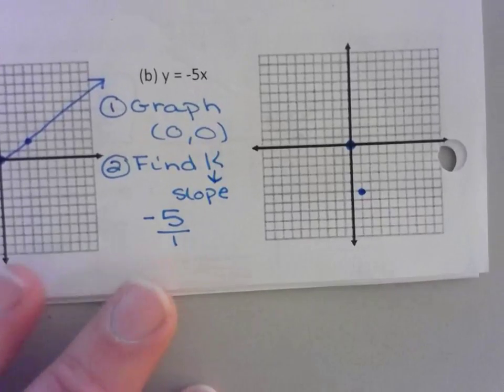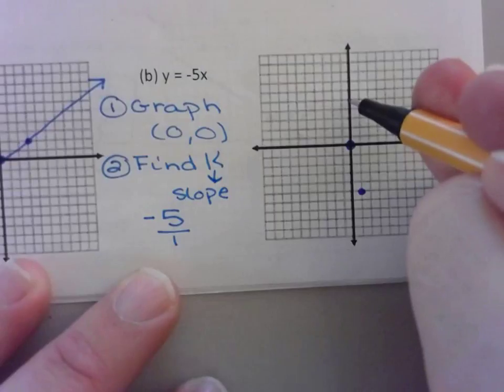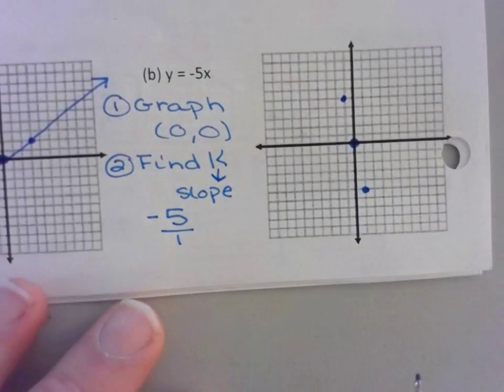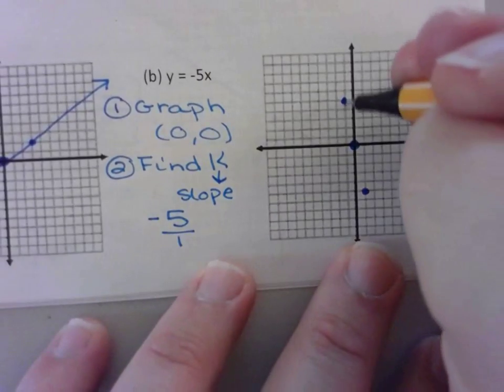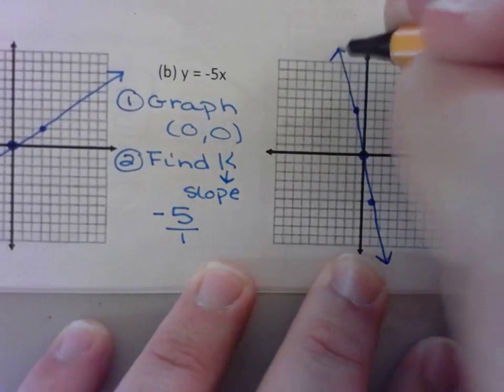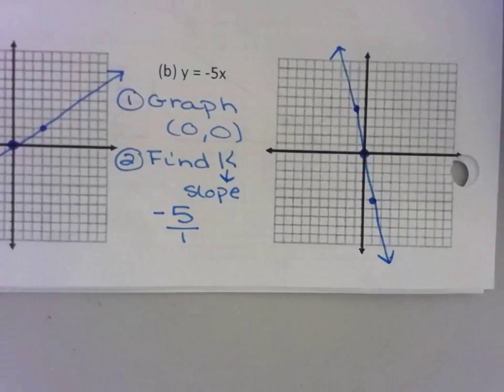How could I get another point? 1, 2, 3, 4, 5 gives me a positive 5, so I need a -1. My line is going downhill, which makes sense because my slope should be negative. Draw your line all the way through the graph. Terrible. Don't judge me. Okay, any questions on this?